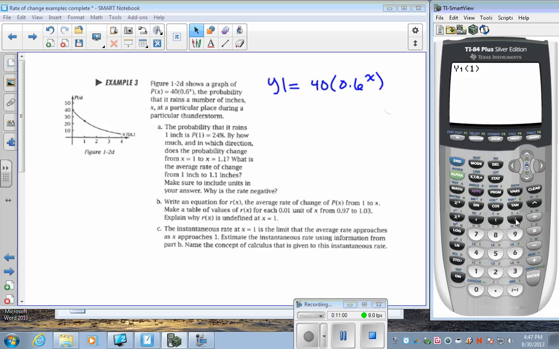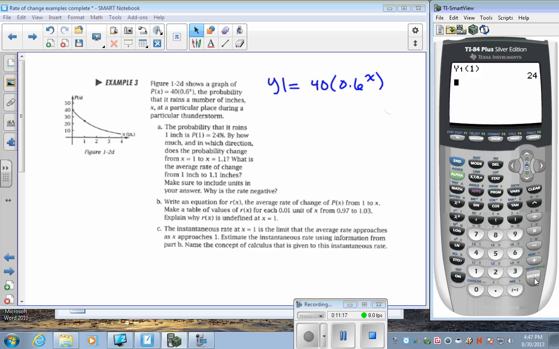And now I'm asking for what is the value of y when x is 1. I hit enter and I get 24, which is exactly what the problem said. It said that p of 1 was 24%. So now we need to answer some more questions.